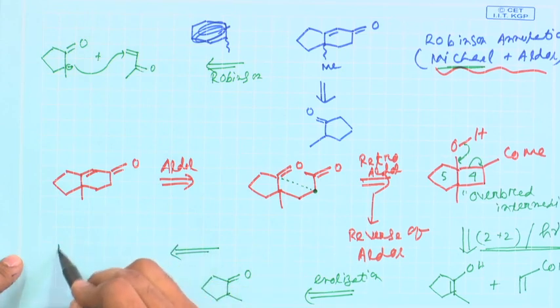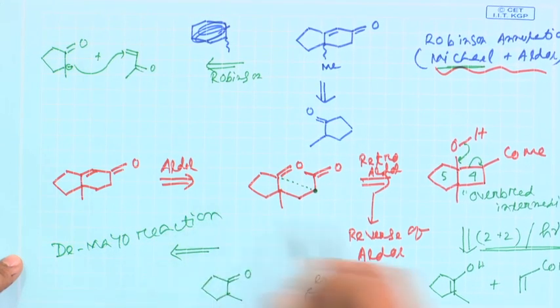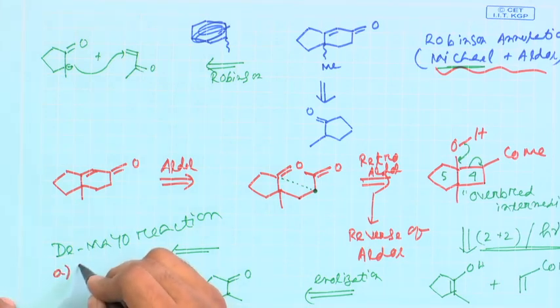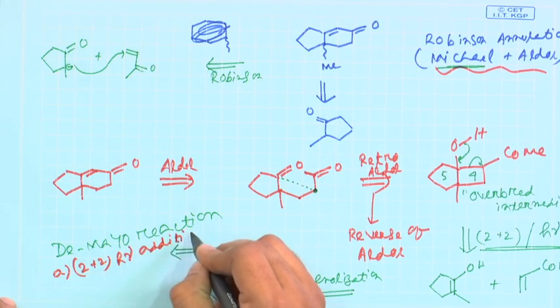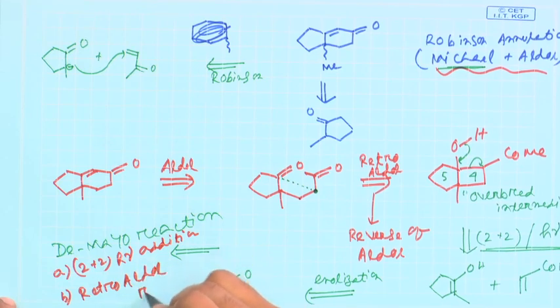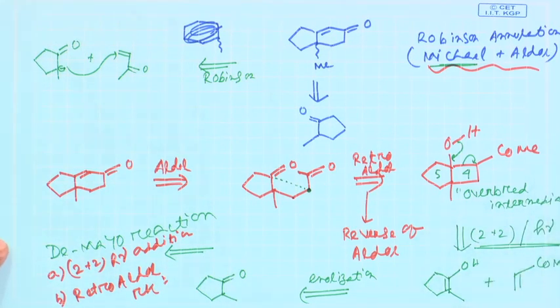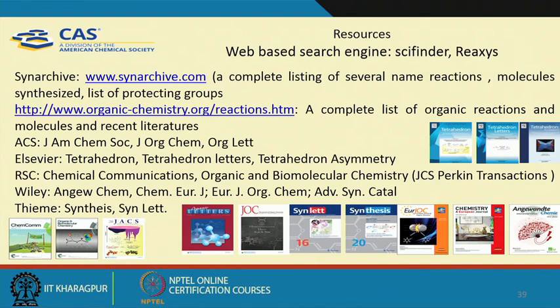Eventually, this reaction is known as the De Mayo reaction. What is the De Mayo reaction? The De Mayo reaction is basically a combination of a 2 plus 2 photochemical cycloaddition, h nu, and a retroaldol reaction. The De Mayo reaction is a very significantly useful and important reaction. You will find in the next couple of slides, when we talk about more transformation based approaches, that the De Mayo reaction is absolutely brilliant to work with. Okay, next we will talk about these things.